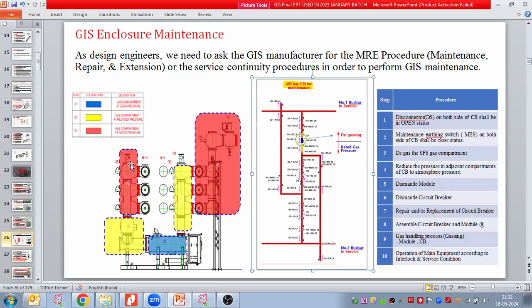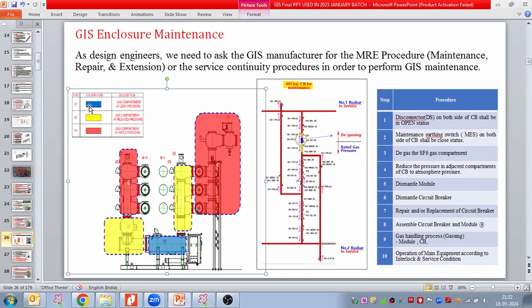So here we have the bus bar, main 1, main 2. Here we have main 1, main 2, and so now we need to take the breaker under maintenance. So if you see here this color code, so the blue one, gas compartment at zero pressure, because we are doing the maintenance on the breaker.